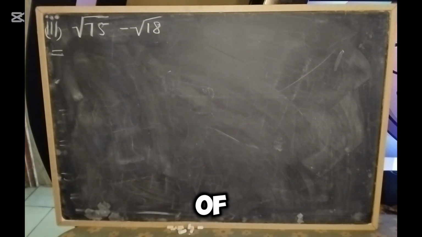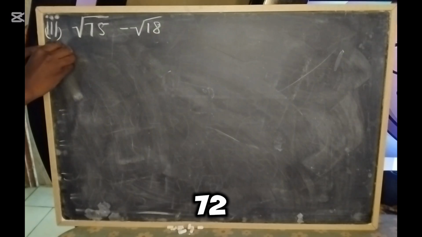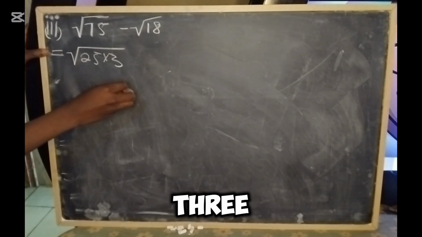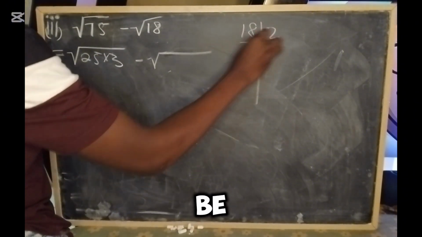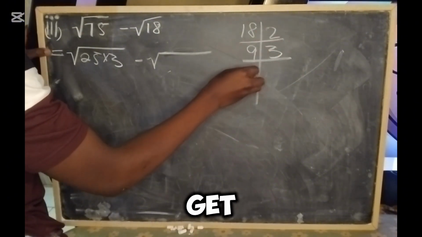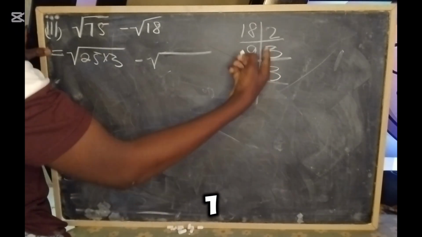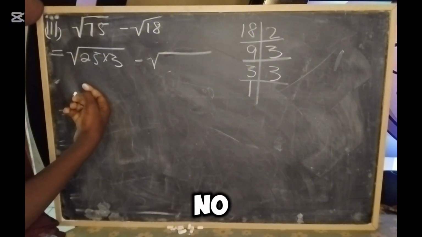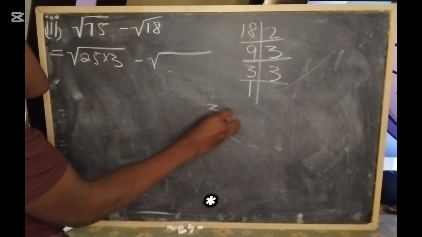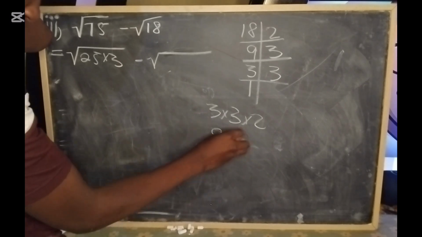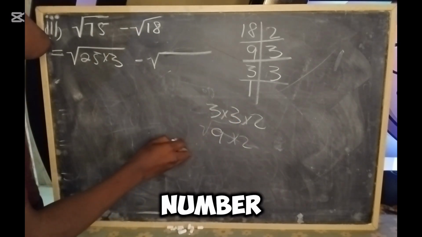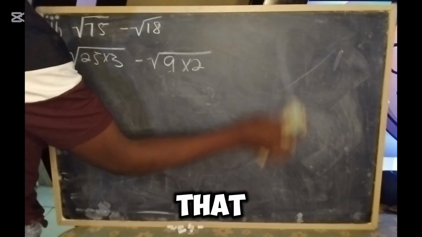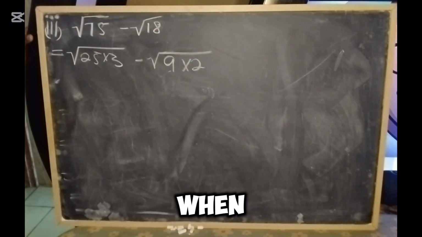Finding the factors of 75. You cannot divide it by 2, but when you divide it by 3, you get 25 times 3. And the factors of 18: you divide by 2, you get 9. You divide by 3, you get 3. You divide by 3, you get 1. Can 3 give you a whole number when you place it inside the square root? No, that means you have to multiply 3 and 3. Then 3 times 2. And this will give you 9 times 2. When you place a square root here, it will give you a whole number. That means here it's 9 times 2. Always, there should be a number that gives you a whole number when you place a square root.